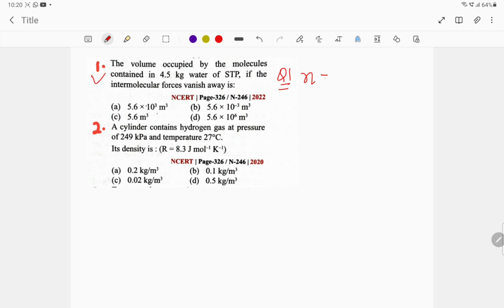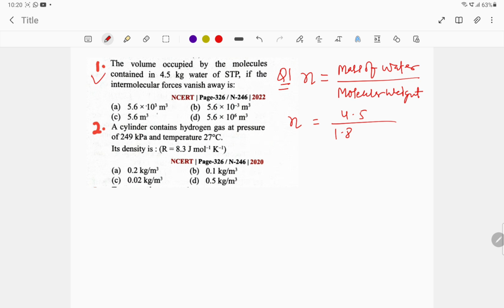मॉलिक्यूल n इक्वल टू हो जाएगा, this is mass of water divided by this is molecular weight. So n is equal to 4.5 divided by 1.8 into 10 to the minus 3. So this is equal to number of moles जो है, this is equal to 250.